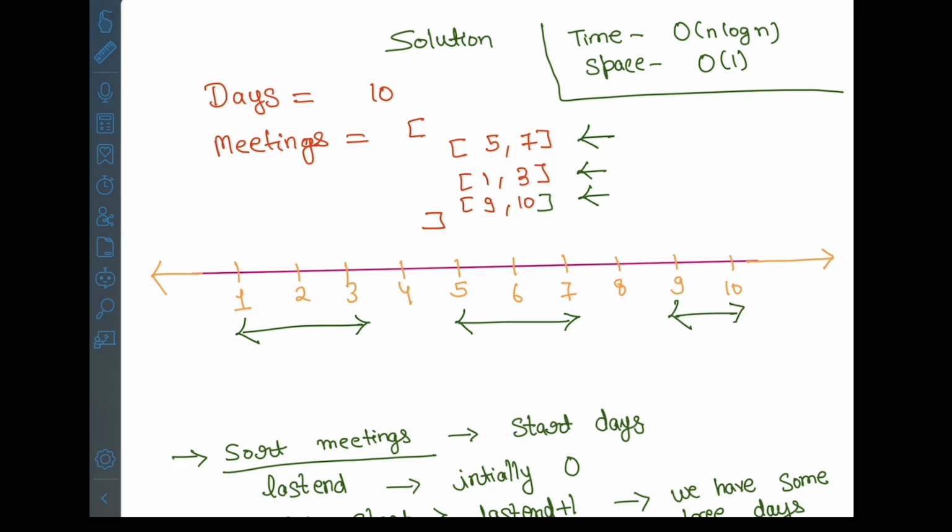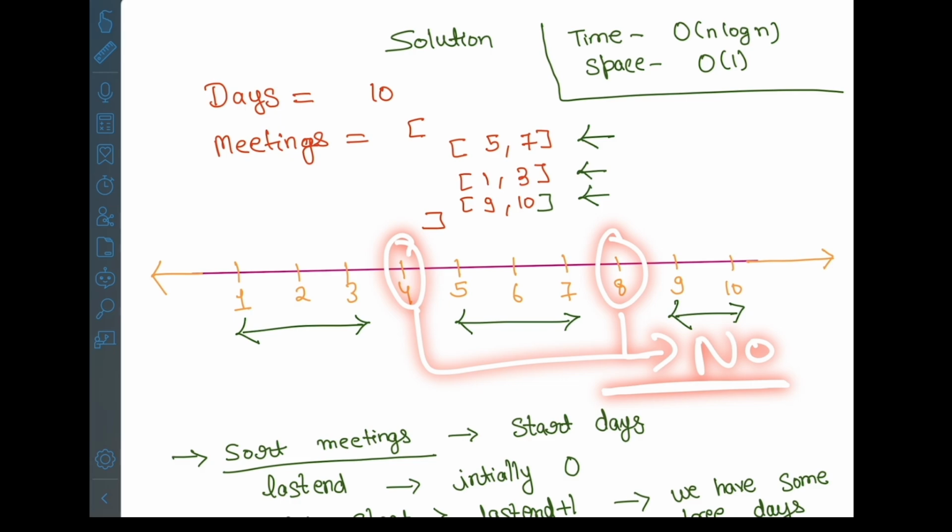Now, after the meetings are scheduled, we need to output the number of days when the employee is available for work, but there are no meetings. So here the total number of days are 10 when the employee is available to work. So there are 2 days, day number 4 and day number 8, when there are no meetings. And in this case the output is going to be 2, because the total number of days with no meetings are 2.